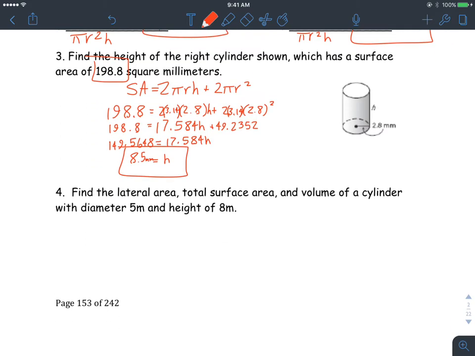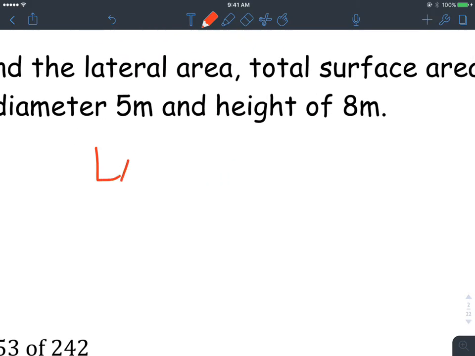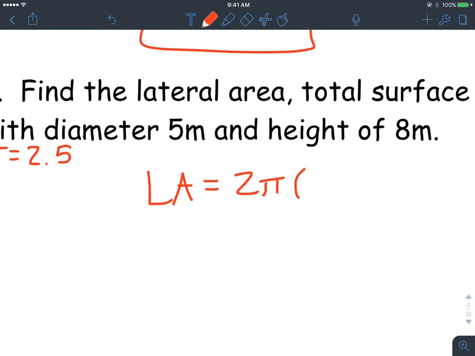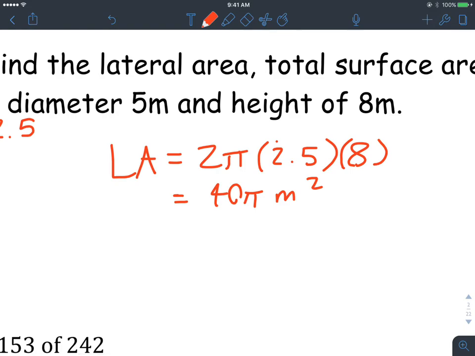Okay, this one here, find the lateral area, total surface area, and volume of a cylinder with a diameter of 5 and a height of 8 meters. So this one's just like the ones above, except they didn't give us any picture. So we'll go lateral area is 2 pi rh. Oh, by the way, the radius is going to be half of 5, so that'll be 2.5. So when I plug that in, that'll be 2 pi times 2.5, and then times 8. Whenever you punch that all the way out, you get 40 pi, and then I guess it's in meters, so meters squared. And that is your lateral area.